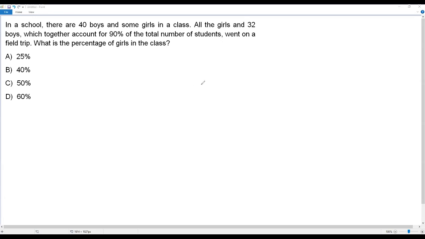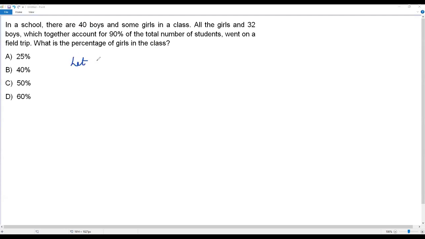Okay, first let me explain the idea behind solving this problem. My first aim is to get the number of girls in the class. Once I get the number of girls, I'll be able to get the total number of students in the class, because we already know that the number of boys in the class is 40. So I can add them and get the total number of students. Then, using the number of girls and the total number of students, I can find the percentage of girls in the class.